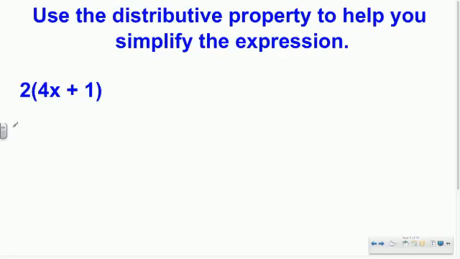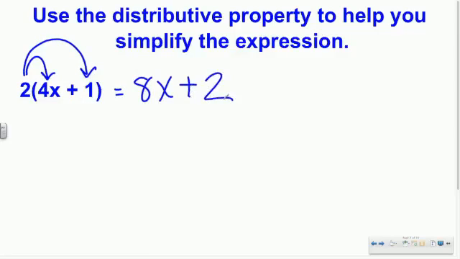If I see that 2 out on the left, I can distribute it throughout what's in my parentheses. And I bet probably somebody showed you these little arrows to show you what you were doing. So I could say, all right, I need to multiply 2 times 4x, which is 8x. And I need to multiply 2 times positive 1, which is 2. So 2 times that quantity 4x plus 1, after I apply the distributive property, I could write as 8x plus 2, right?